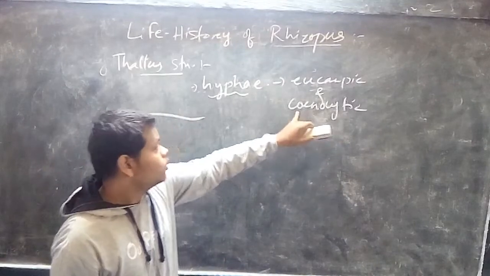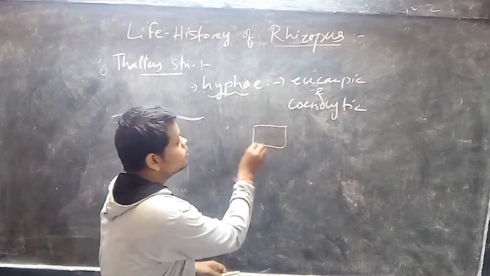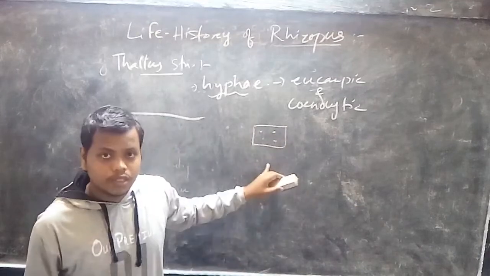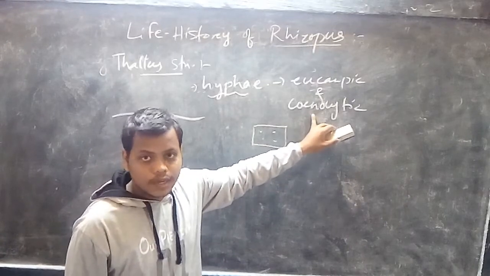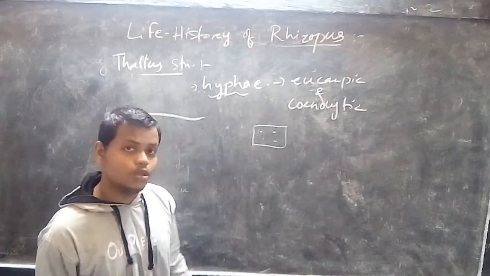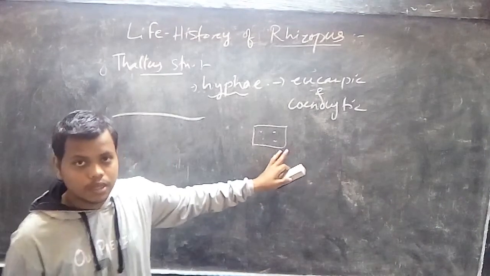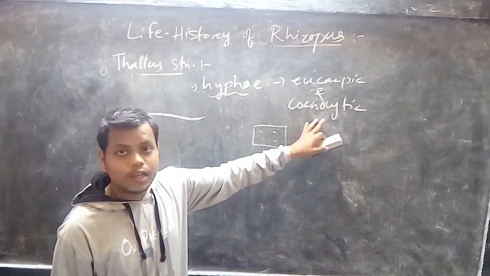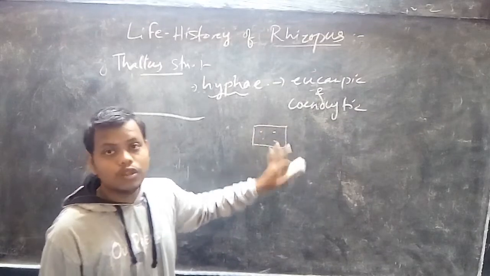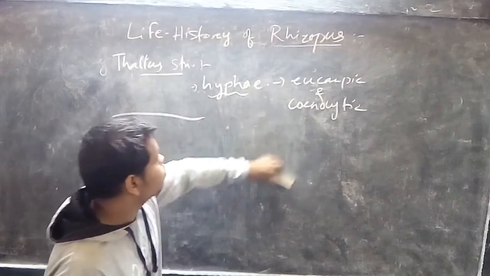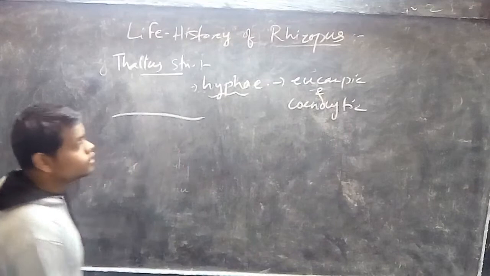Then coenocytic. The hyphae of Rhizopus are coenocytic. Coenocytic refers to a single cell in which more than one nucleus is present. When in a single cell more than one nucleus is present, that is called the coenocytic condition. This condition arises due to repeated karyokinesis when cytokinesis is absent. When cytokinesis is absent and only karyokinesis occurs, the cell developed is called a coenocytic cell, where in one cell more than one nucleus is present. So the hyphae of Rhizopus are eucarpic and coenocytic in nature.